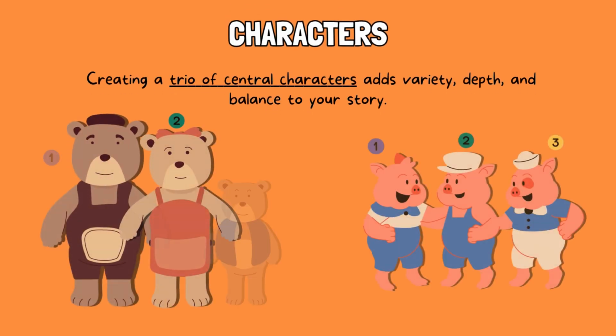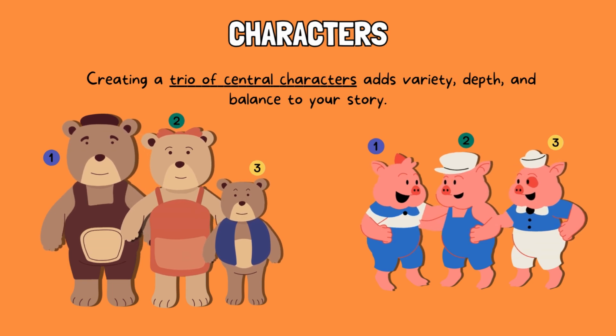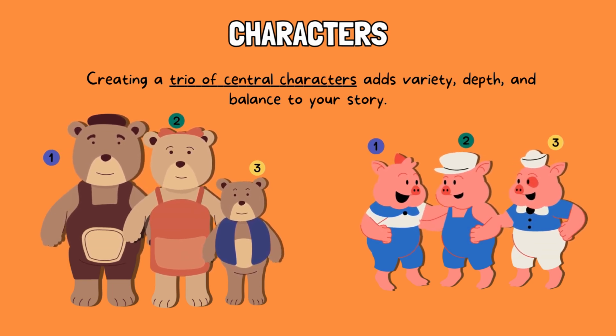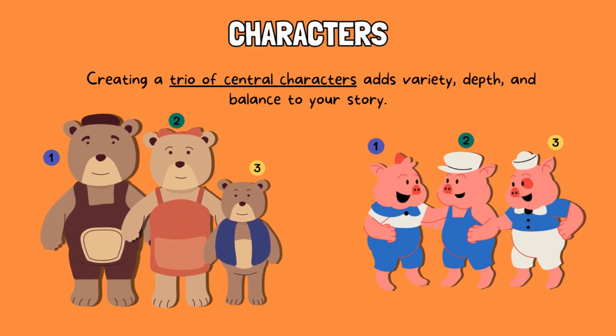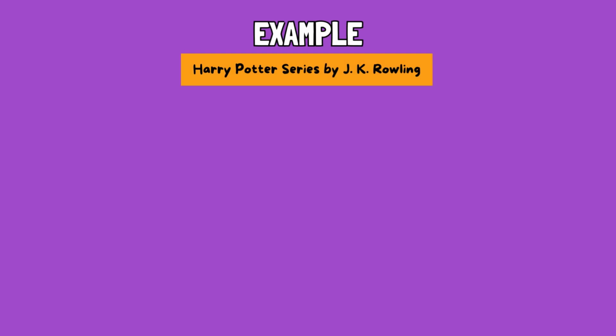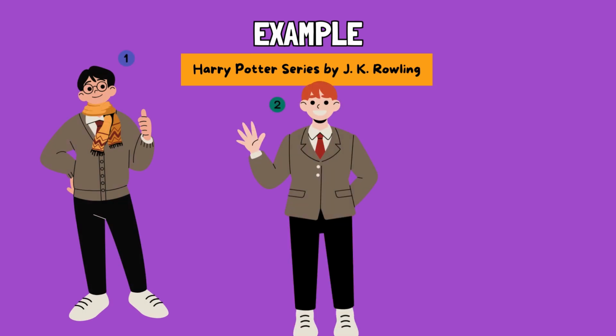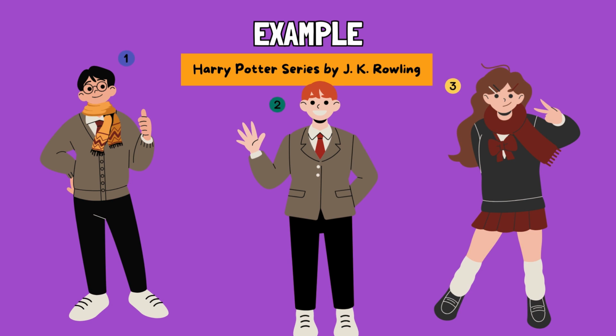One of the most effective ways to use the rule of three is with characters. Creating a trio of central characters adds variety, depth, and balance to your story. Let's take a well-known example: Harry, Ron, and Hermione from Harry Potter. Harry is the brave protagonist leading the story. Ron brings humor and loyalty, and Hermione adds intelligence and logic. Together, they complement each other, creating a dynamic group where each character serves a unique purpose.